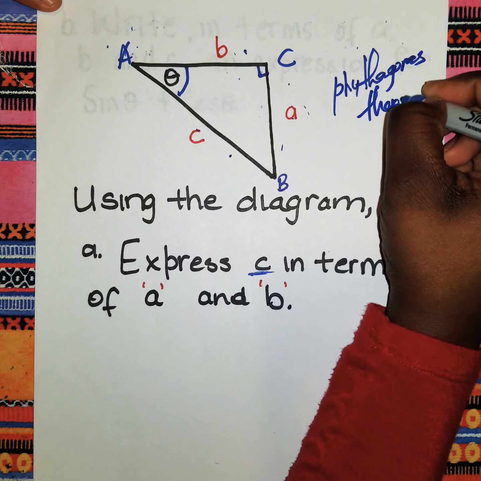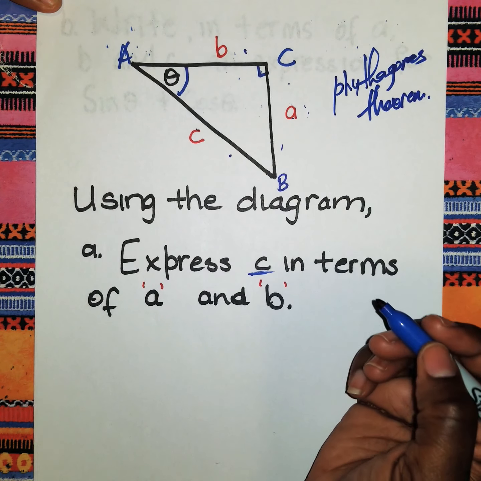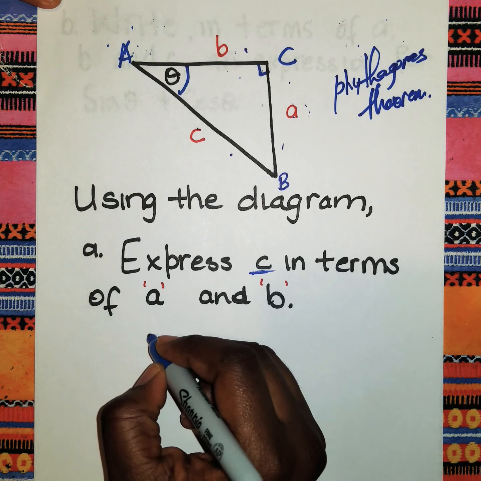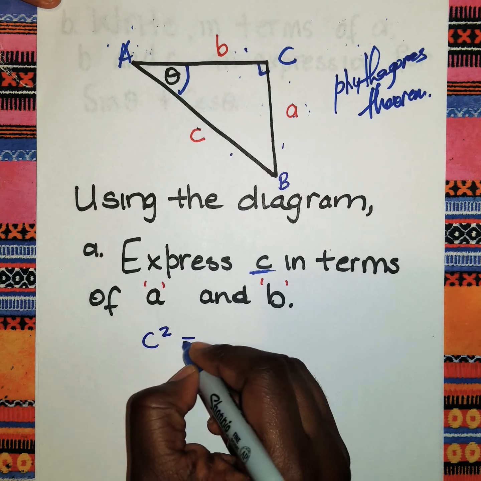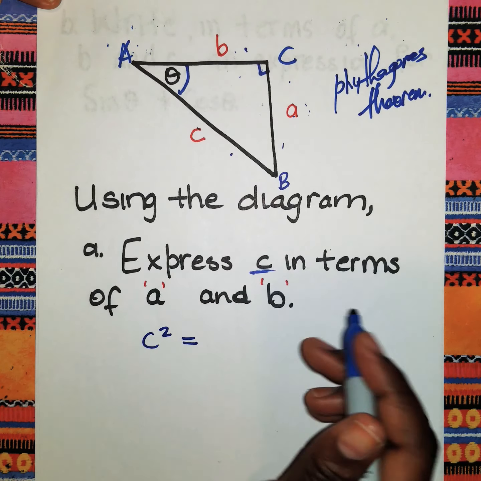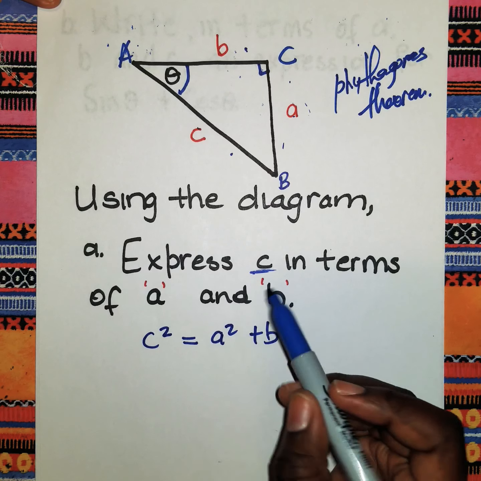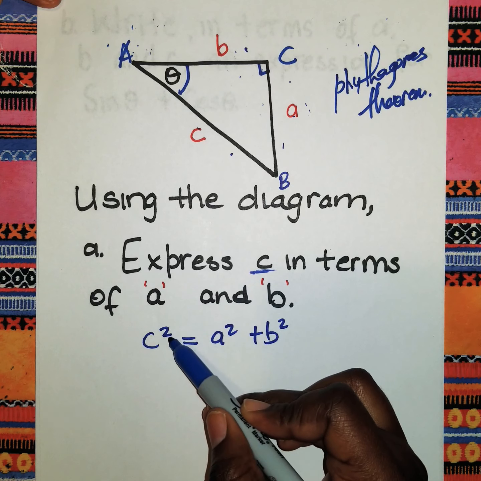Pythagoras' theorem. All right? So let's get into it. So we know that C is the hypotenuse. So we know that C squared is equal to the length of the two short sides squared. That means A squared plus B squared. But we want C and not C squared.